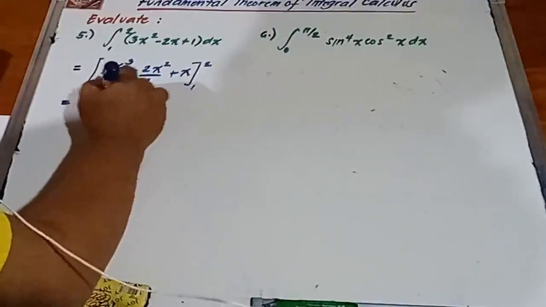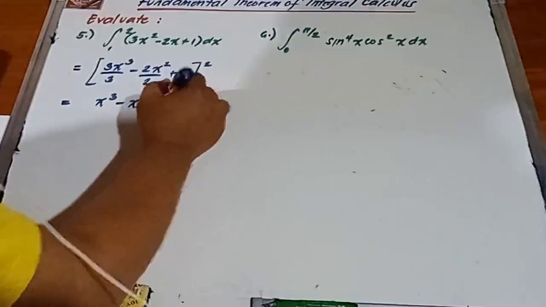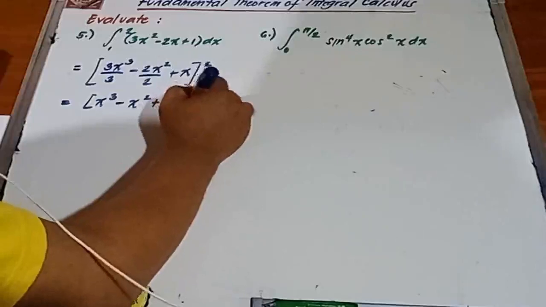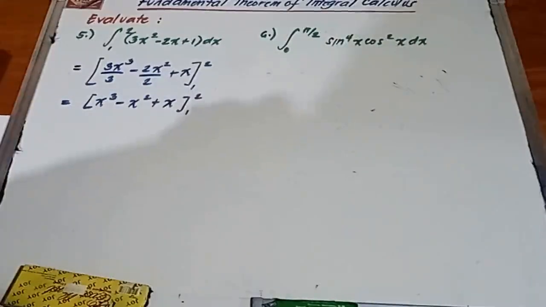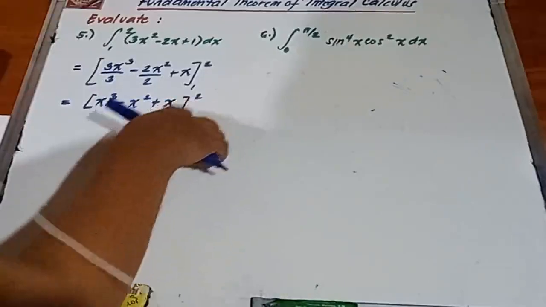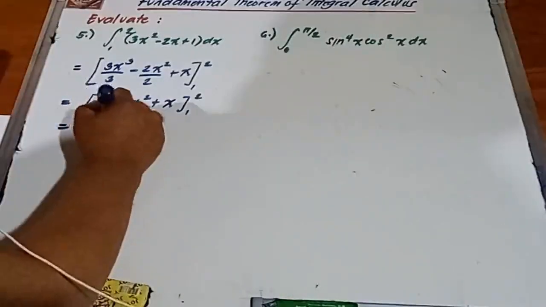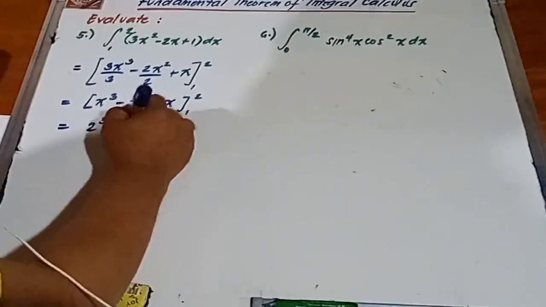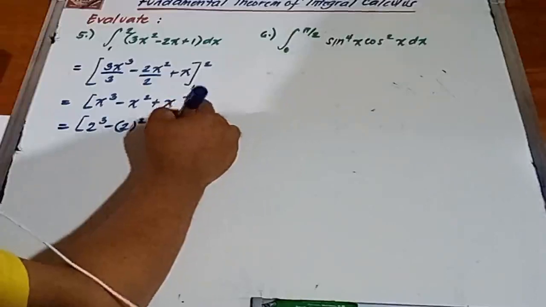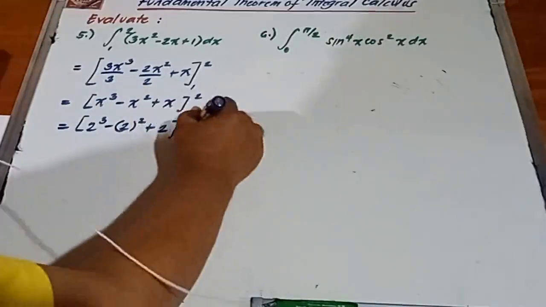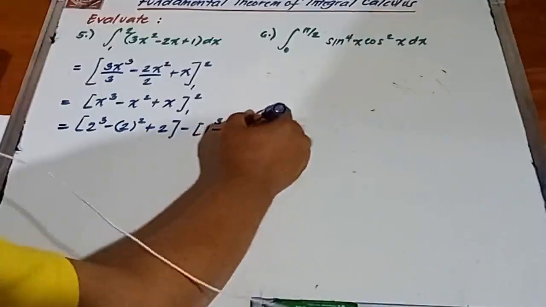So we have x cubed minus x squared plus x. Then gamit naman yung fundamental theorem of integral calculus, we have f of b minus f of a. So ito yung ating b, ito yung ating a. Substitute lang natin kay x. So we have 2 cubed minus 2 squared plus 2 minus yung 1 naman. 1 cubed minus 1 squared plus 1.